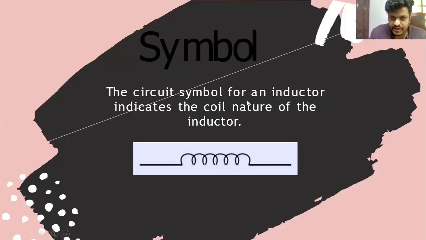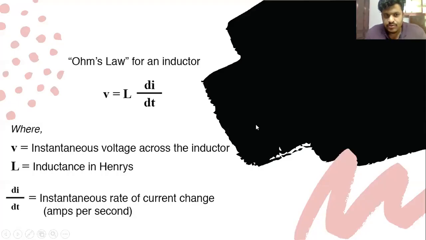Now we need to know about the symbol of an inductor. Look here, this is the symbol of an inductor. We have studied the symbols of resistors and capacitors also. Similar to that, this is the symbol of an inductor. Now coming to Ohm's law, we have studied Ohm's law in the last class.